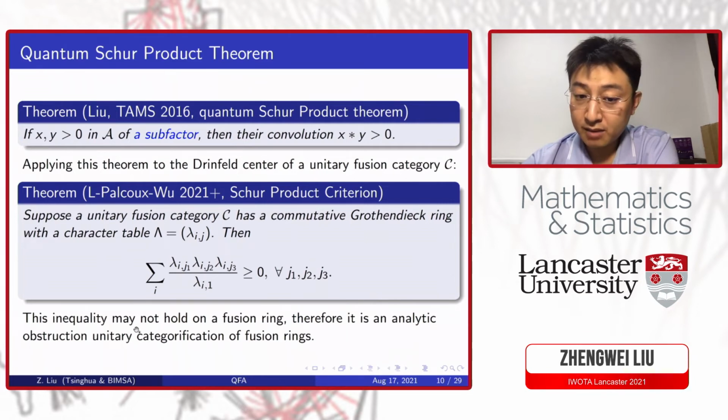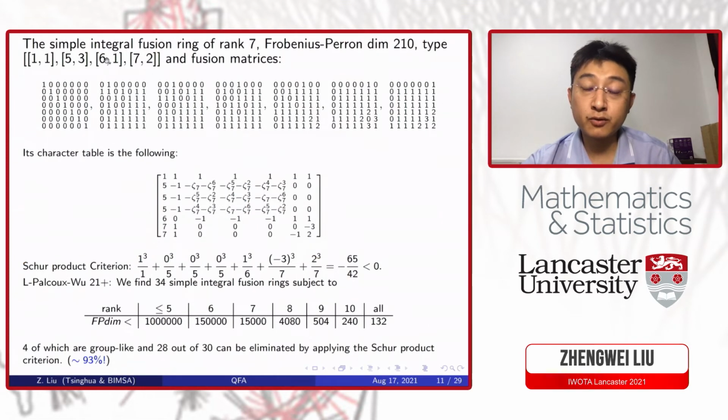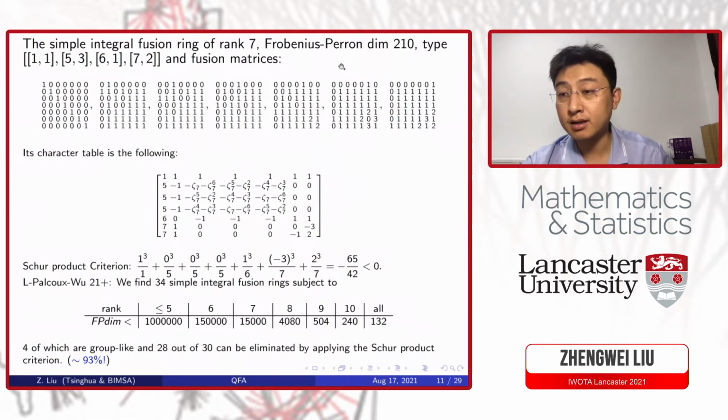Whereas this inequality may not be true in general on a fusion ring. So this particular inequality is an analytic obstruction of categorification. So here is one example, a ring with rank 7, like a generalization of the order 7 group. And the proof from this dimension is a generalization of the order of the group.